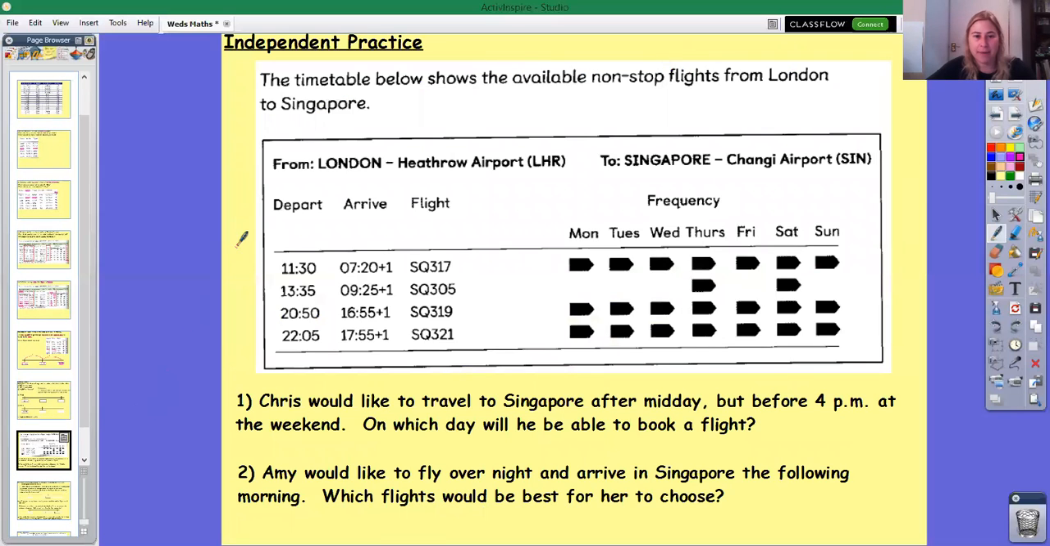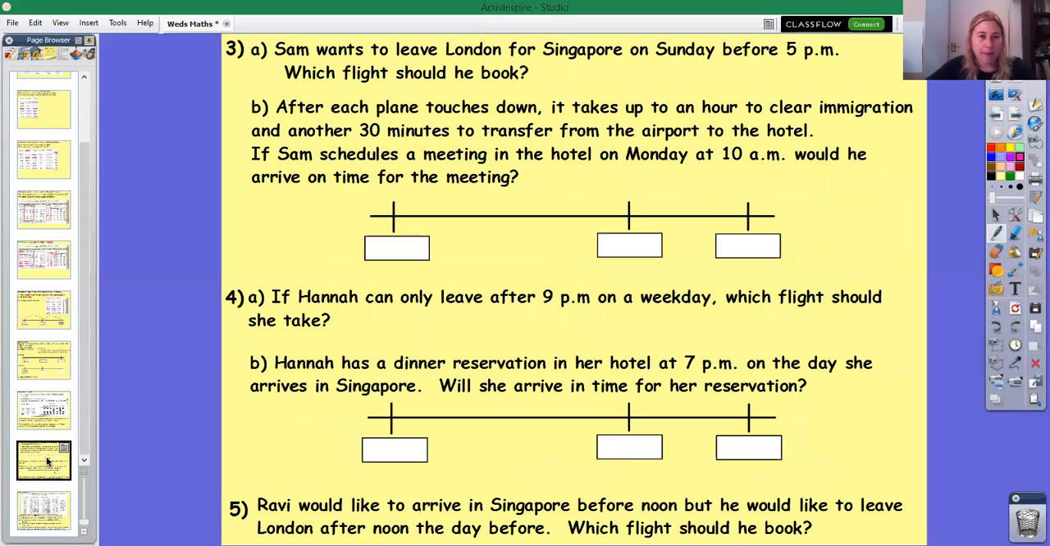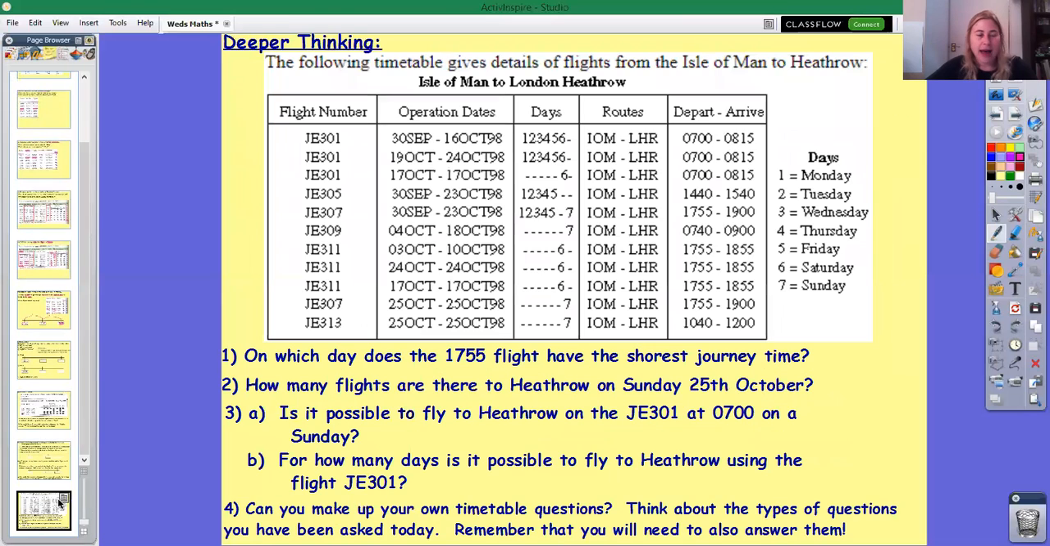And then you've got some independent practice. So you've got another flight timetable, but it's a slightly different format, just to give you a bit more experience. Some more questions on the next page. And then the Deeper Thinking Challenge is another timetable, flights from the Isle of Man to Heathrow, and it's a slightly different format. You've got different flight numbers, you've got different operation dates, and you've got them operating on different days, so more things to think about there.